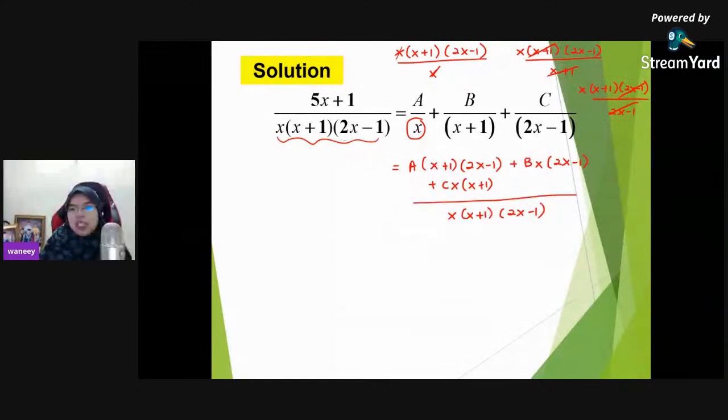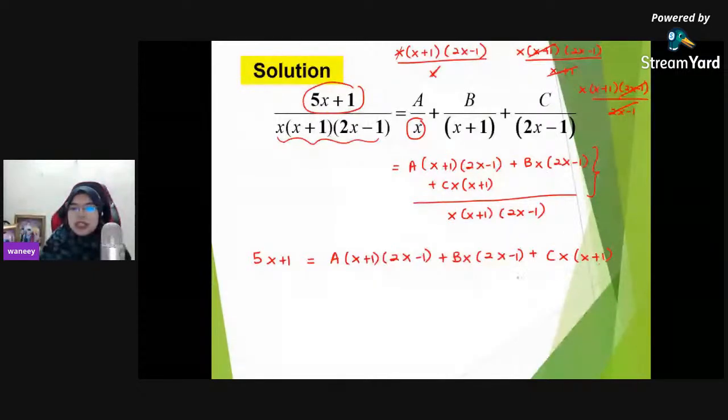Once you have a common denominator, sama lah pula bahagian pembawah. So kita compare lah bahagian numerator. So take your numerator on the left hand side. Take the numerator on the right hand side. Therefore, 5x plus 1 is equal to A times with x plus 1, 2x minus 1, plus with B, x, 2x minus 1, plus with C, x, x plus 1. So this is the third step where we compare our numerator.